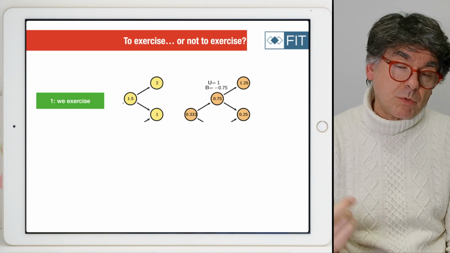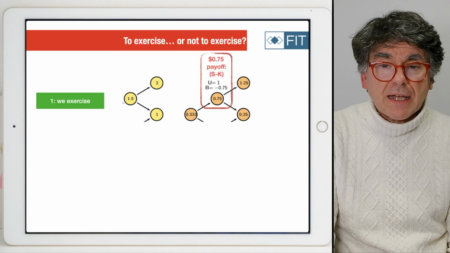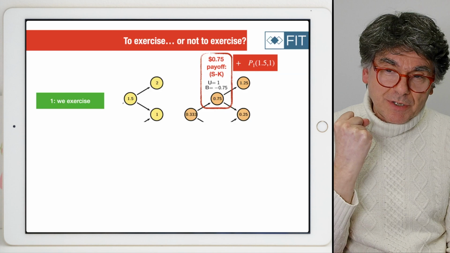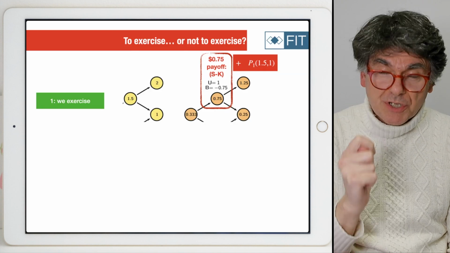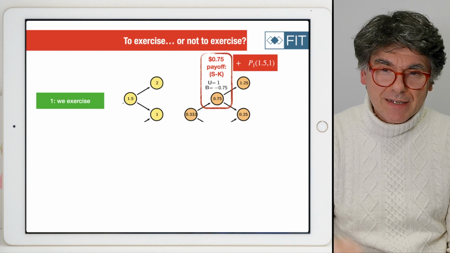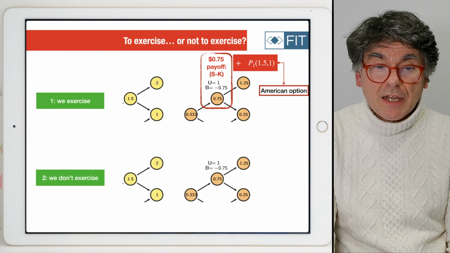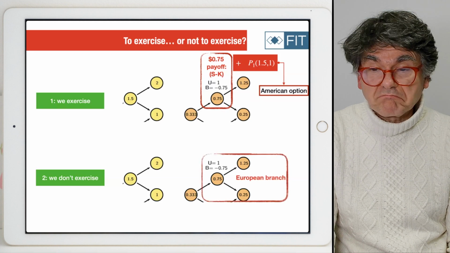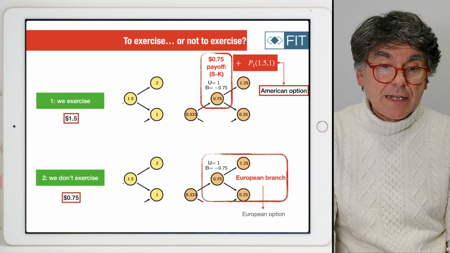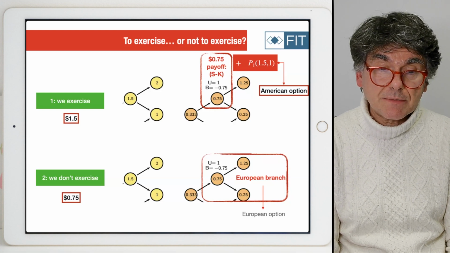Now, what happens the day before, or the period before? If the stock is at $1.50, if I exercise, what do I get? I get a payoff of 75 cents, but I now have an American option, a one upswing, when the stock is $1.50 and the time equals 1. And that has a value, the value of the American option, which was 75 cents. Now, if I don't exercise, I have a European branch, because I'm not exercising, and the value of this European branch is 75 cents. So in the first case, I get $1.50 if I exercise. In the second case, if I don't exercise, I get 75 cents. So from here, we can get what is optimal. It's optimal to exercise, $1.50.